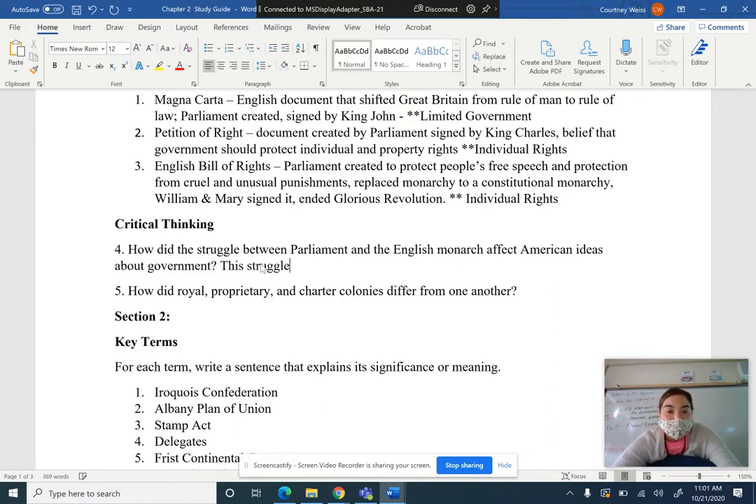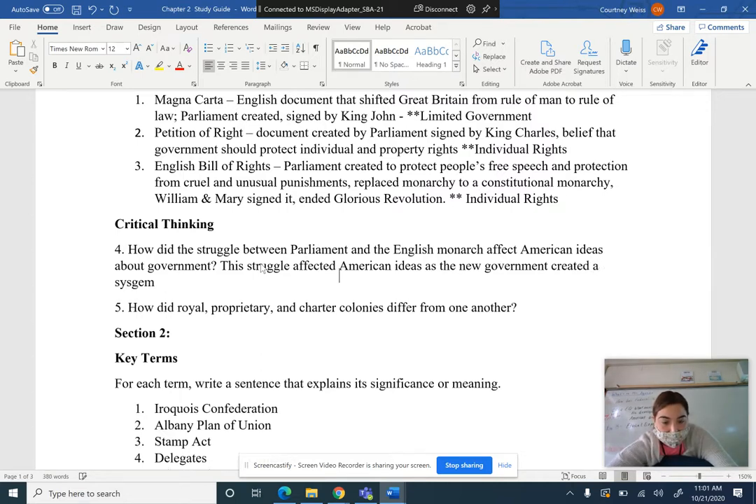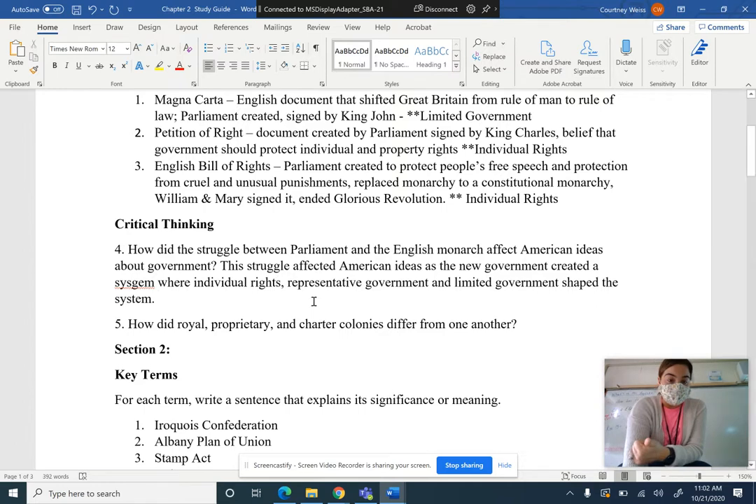This struggle affected American ideas as the new government created a system where individual rights, representative government, and limited government shaped the system. That's what I'm saying. So we have a system where individual rights, representative government, and limited government shape the entire system.